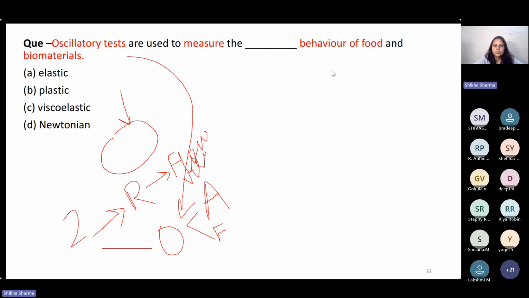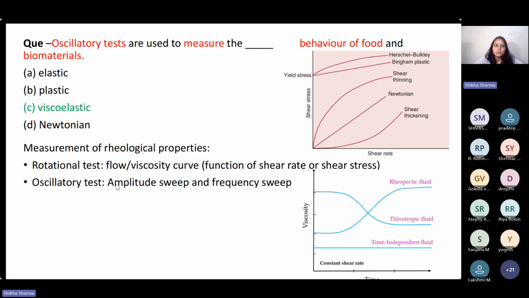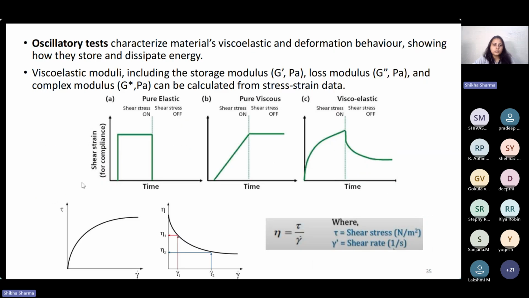So everyone is saying C, viscoelastic behavior, which is true also. As we discussed, the rheological properties we measure using the rotational test and the oscillatory test. In the oscillatory test, it's amplitude and frequency sweep, and in the rotational test, it's the flow or viscosity curve, which is a function of shear rate or shear stress. So this is the flow curve.